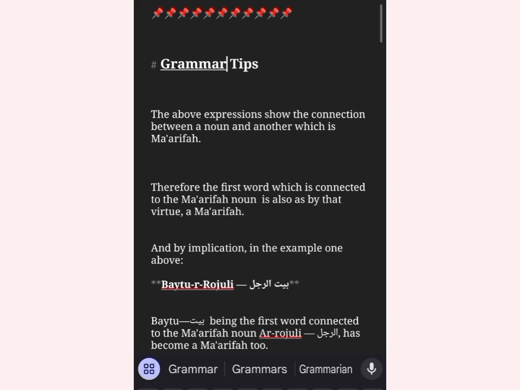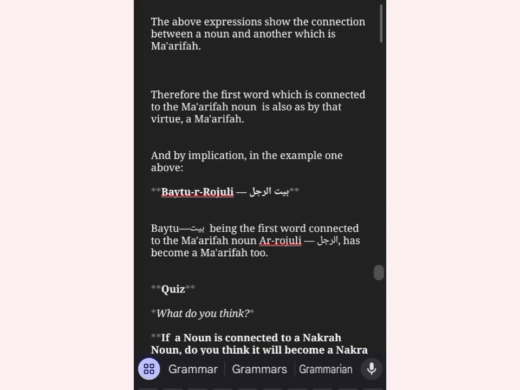So just like we've said, the expression above shows a connection between a noun and a ma'rifah noun. And so by implication, the statement above, Baytul Rajuli, shows that Bayt is the first word we have here and is connected to a Rajul, which is a ma'rifah. So in this case, by this connection, Baytu is also a ma'rifah because it is connected to a rajul, which is a ma'rifah, a definite noun.